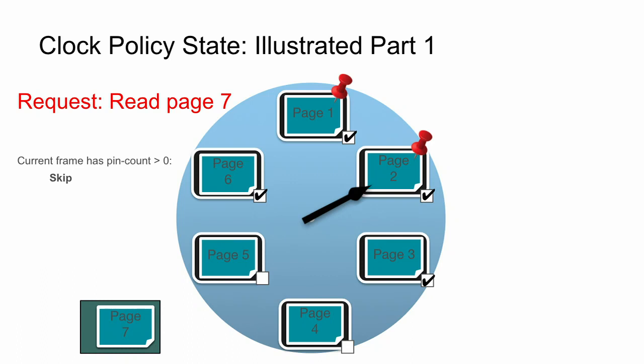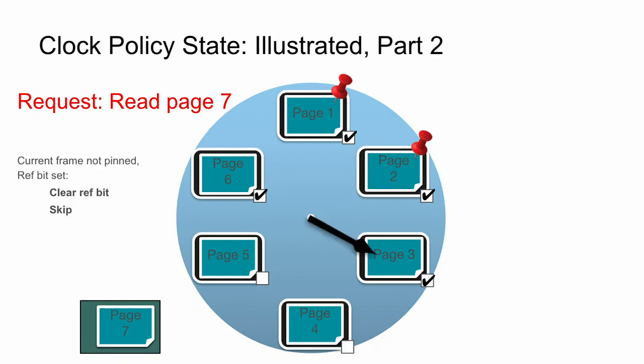So the hand will point to the first frame that we want to consider replacing. We're going to check, can we replace this frame? It's pointing to the frame with page 2. Can we replace it? No. Why not? Okay, it's pinned. So we're going to skip it.